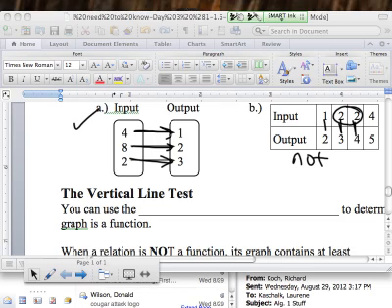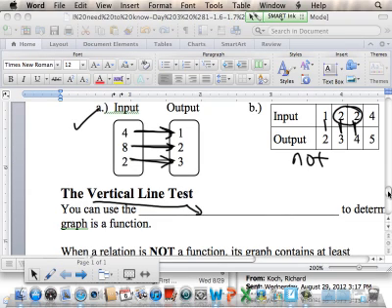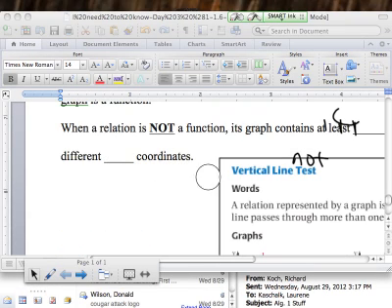Now, you can determine whether something's a function based on the graph, and you can use the vertical line test to determine whether a graph is a function. All right. And here's what that means. I'm going to go through what the vertical line test says here, and I think once I show you, it'll be even more straightforward. When a relation is not a function, its graph contains at least 2 points with the same x-coordinate and different y-coordinates.